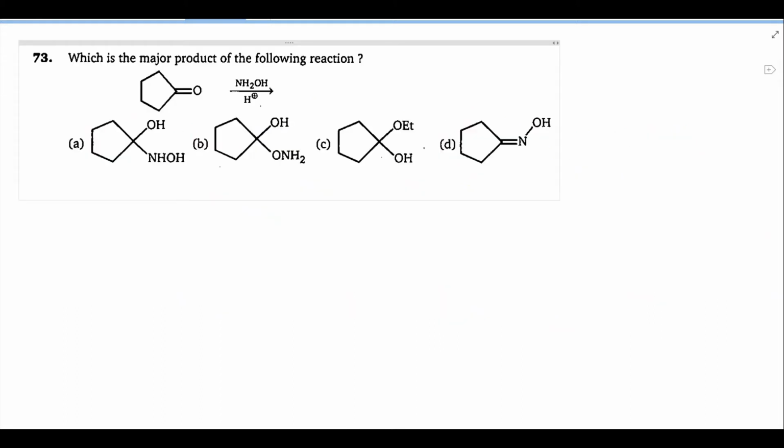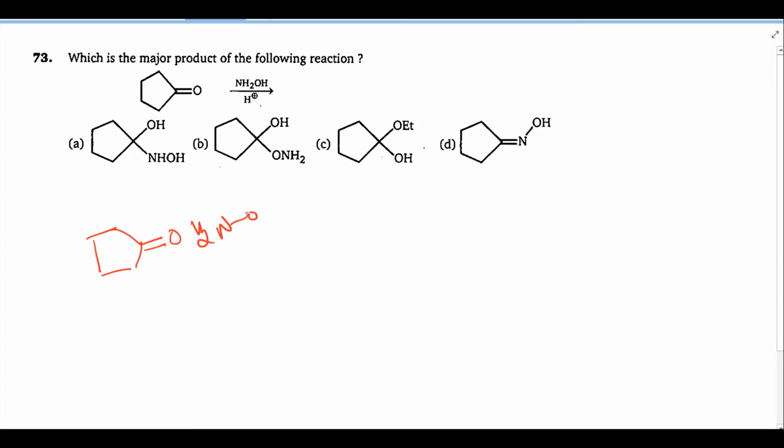Next, question number 73, a very easy question. This is also an addition followed by elimination reaction. Very simple reaction. C double bond O with H2NOH, here hydroxylamine, water eliminating. Then you are going to get C double bond NOH. This is an oxime. Okay, so option 4 is the correct answer. This is question number 73.